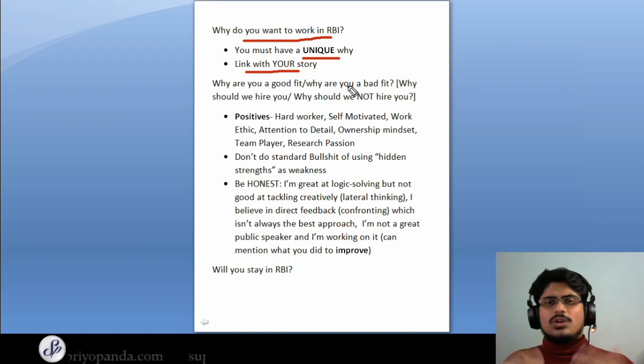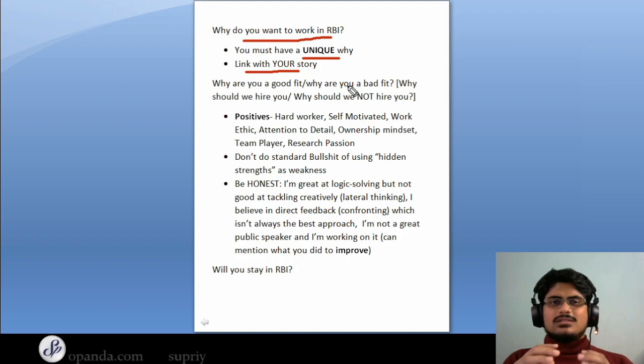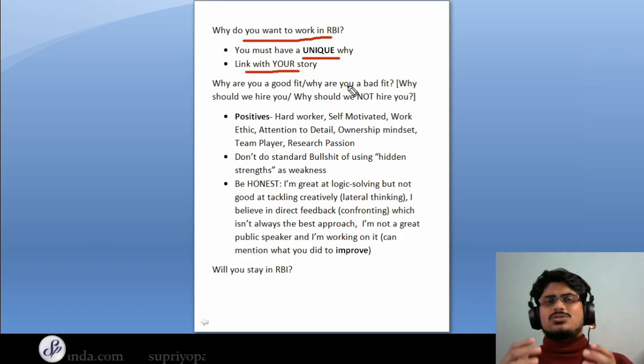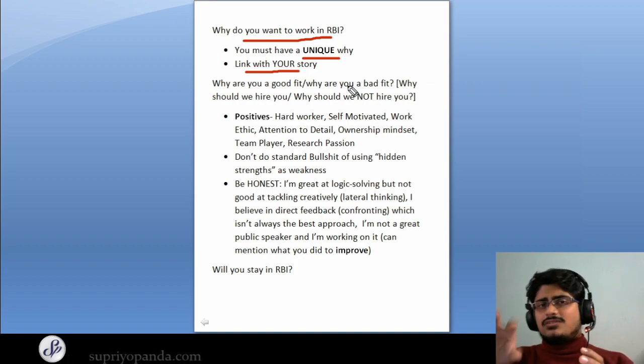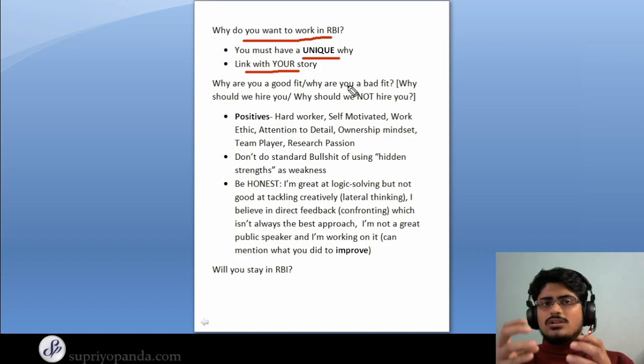You cannot say that you want to work in RBI because it has a good working culture or because you're going to get a good salary. These are all just secondary parts of the job. These are all side effects, if you say. It's not the main thing.